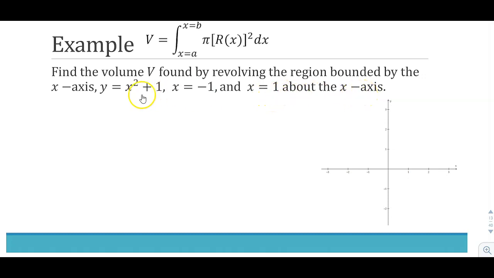So we'll start by constructing the region we're going to revolve. So we have x squared plus 1, so we have this parabola that shifted up 1 unit, and we also have the vertical lines at 1 and -1.